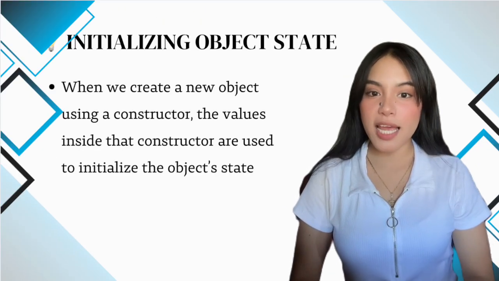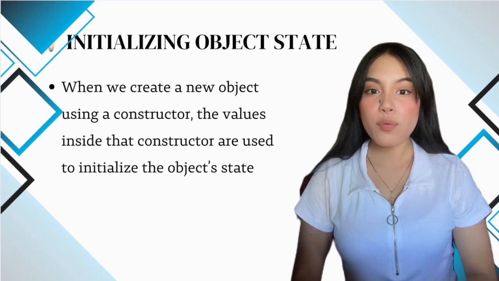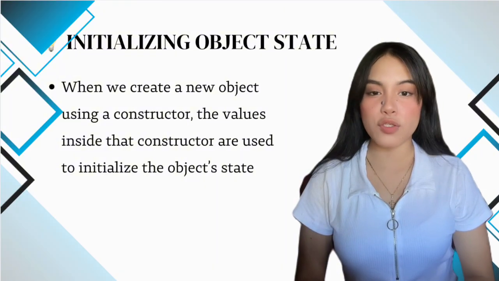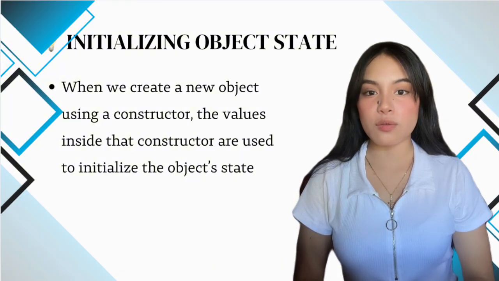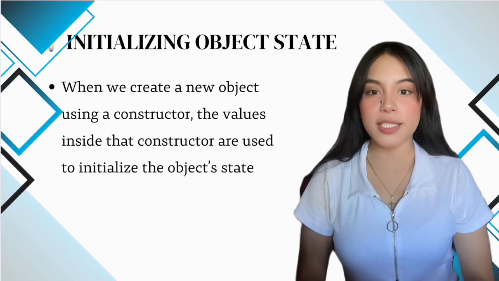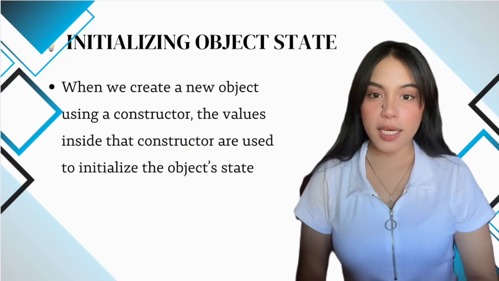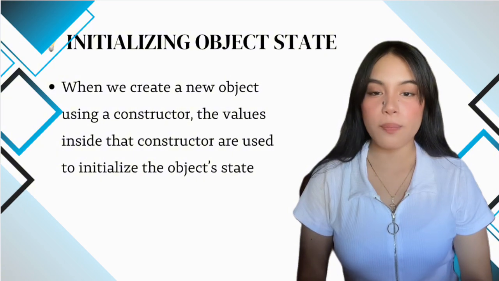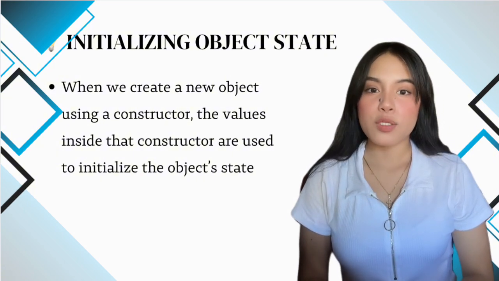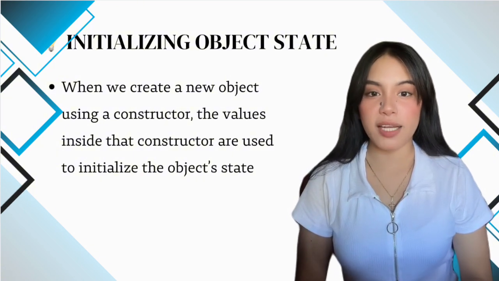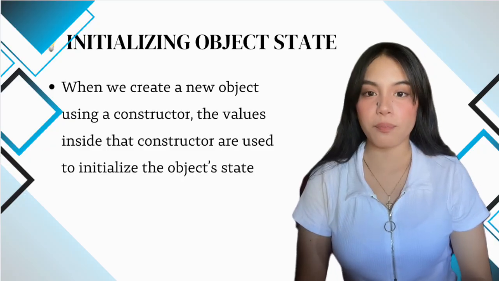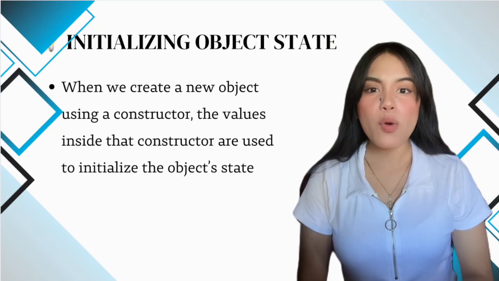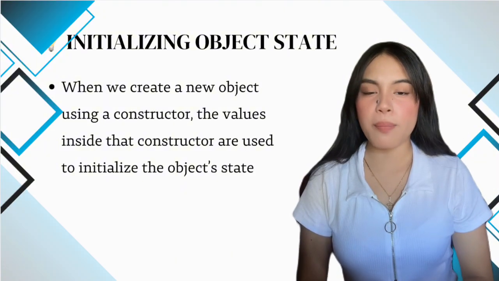Next, initializing object state. When we create a new object using a constructor, the values inside the constructor are used to initialize the object state, meaning the variables inside the class are given starting values. This helps to avoid having empty or invalid data inside the object. For example, in our bank account program, we can initialize the account's name and balance right away when we create an object.